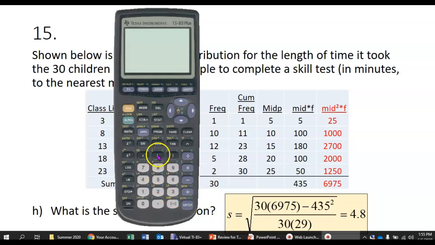Without the square root, it would be parenthesis 30 times 6,975 minus 435 squared, close parentheses, divided by parenthesis 30 times 29, close parentheses, equals, so 23.017 and so on. And if we wanted the variance, that's what that would be. But we want the square root of that number, which is 4.79 something, so about 4.8 for the standard deviation.